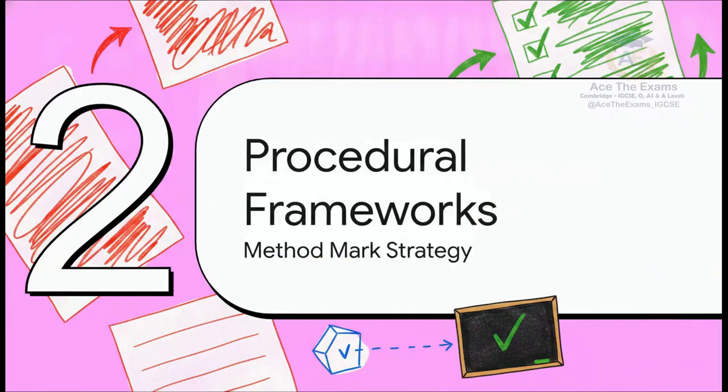Let's move into section 2. This is where the real transformation happens, where we take those red pen marks and flip them into green check marks.